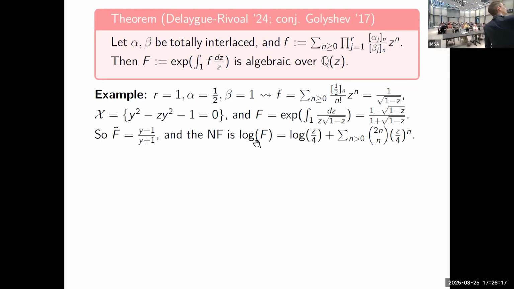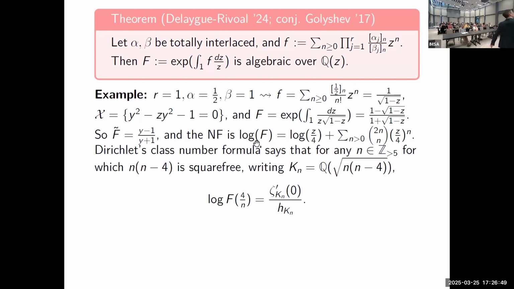Notice that when I move between branches, f goes to 1 over f, which is the thing I was saying about compatibility with the hypergeometric local system. And so f tilde is 1 minus 1 over y plus 1 as a rational function. The normal function is log of f, which we can expand about the origin as log of z over 4 plus this power series. And there's a typo there. It should be 2n choose n, z over 4 to the n, divided by n.